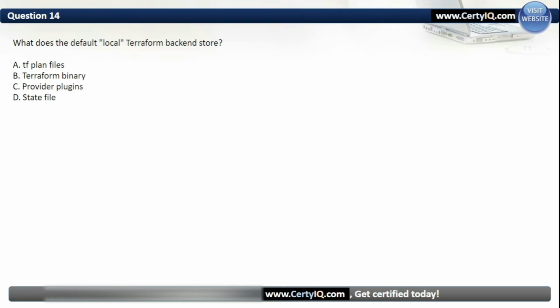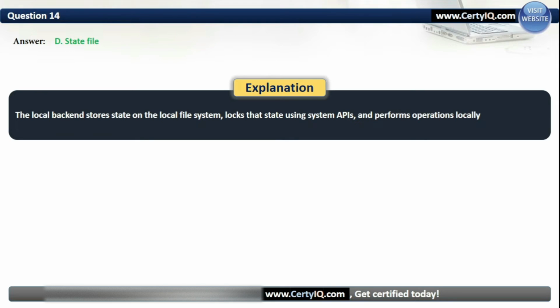Question 14. What does the default local Terraform backend store? Our options are A. TF plan files, B. Terraform binary, C. Provider plugins, or D. State file. The correct option is D. State file. The local backend stores state on the local file system, locks that state using system APIs, and performs operations locally.